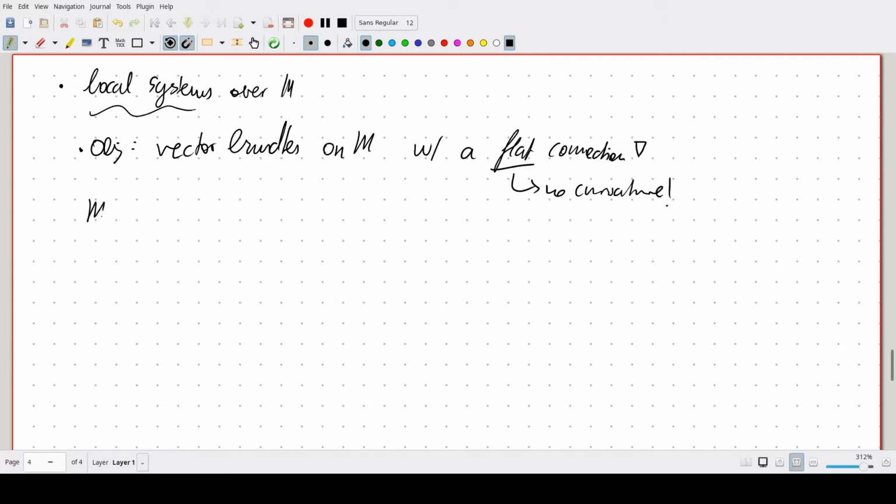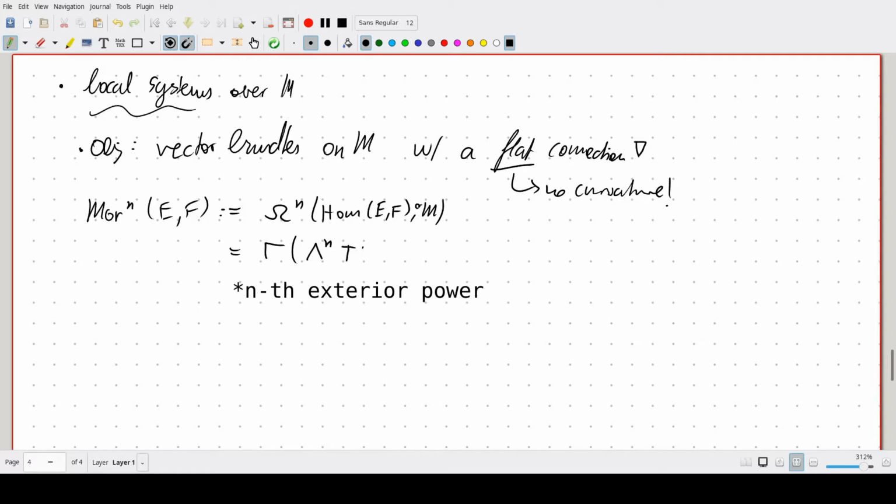Then we can define the n morphisms between two vector bundles E and F to be differential forms, and we want those differential forms to be bundle valued, namely take values in the Hom bundle between E and F. What this means is that we are looking at sections of the bundle: the n times alternating product of the cotangent bundle tensored with the Hom bundle.